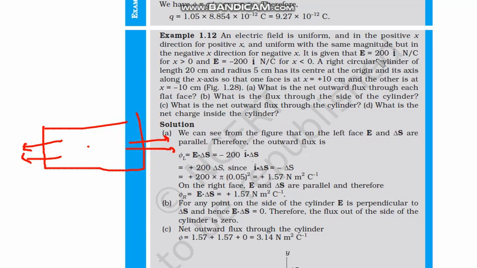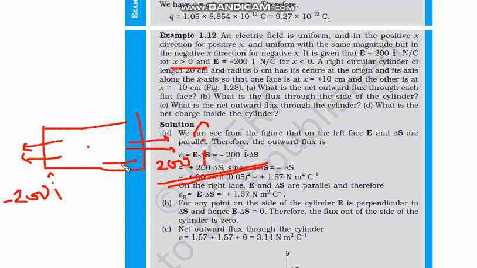It is given as E is equal to 200 i. So this side, 200 i. This i is a unit vector in the x direction, in newton per coulomb for x greater than 0. That means on this positive side, it is 200 i. And E is equal to minus 200 i for x less than 0, so for this side it is minus 200 i.